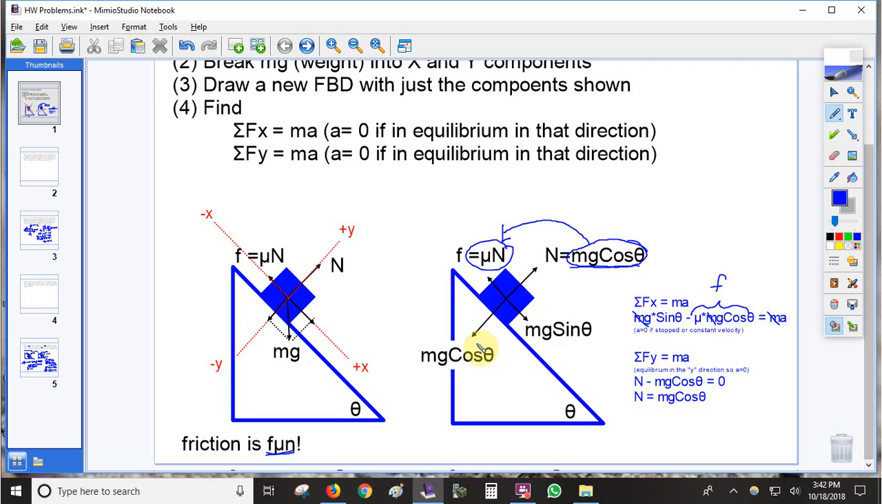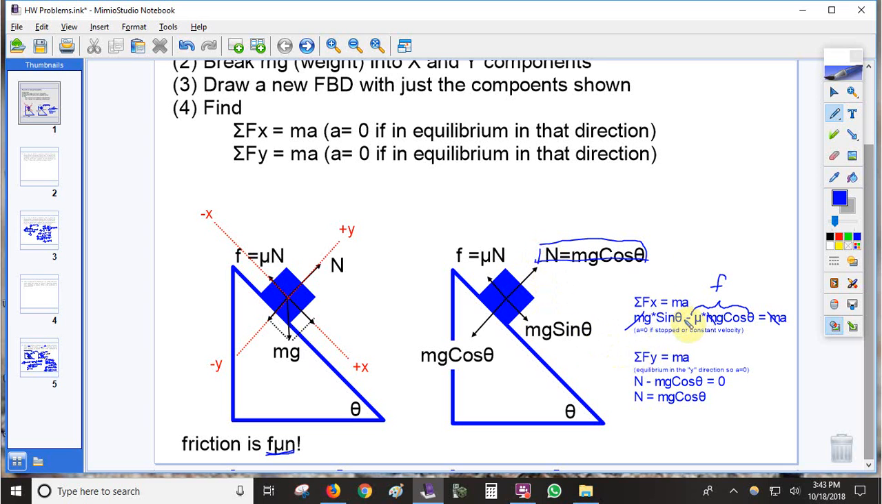In the y direction, I talked about it just a second ago, but when we sum the forces, we get the normal force acting in the positive y direction, and we get mg cosine theta acting in the negative y direction. So we have n, the normal force, minus mg cosine theta equals 0, which means that n equals mg cosine theta, and that's what we used before.